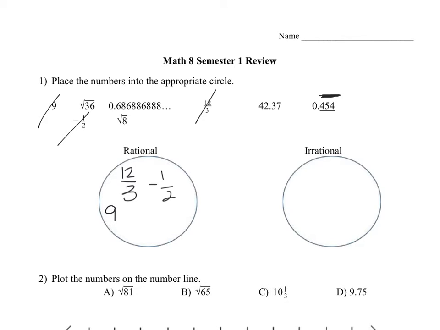The square root of 36 is 6. It can be written as 6 over 1. So the square root of 36 is also rational. We come to this decimal here, which looks like it goes on forever, and it does not repeat. So it is irrational.